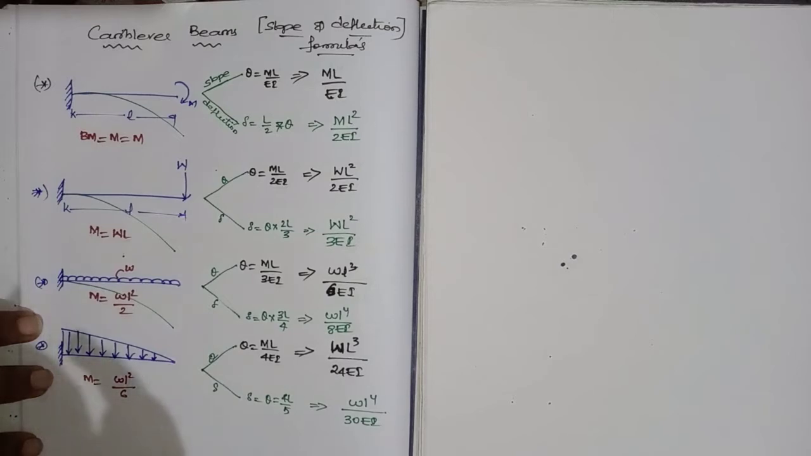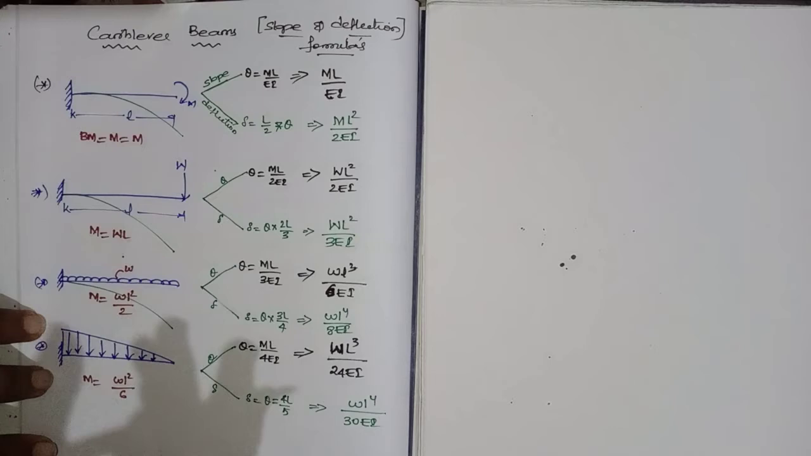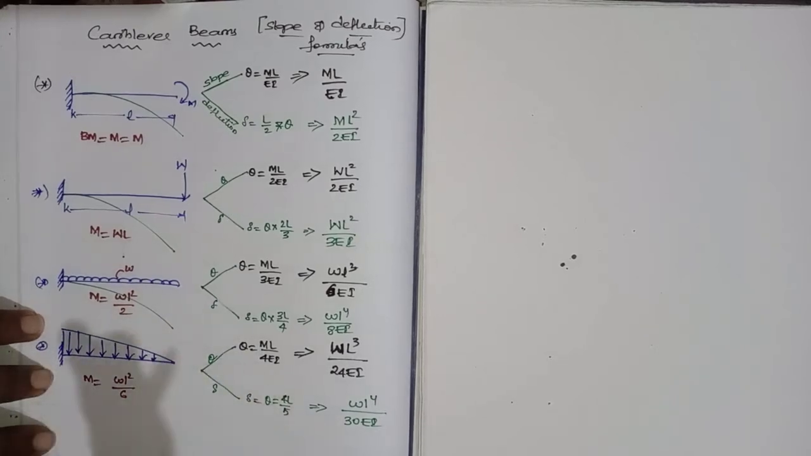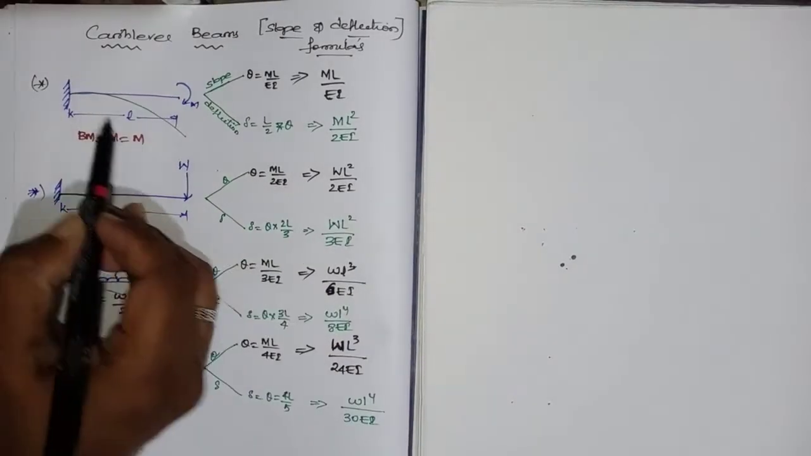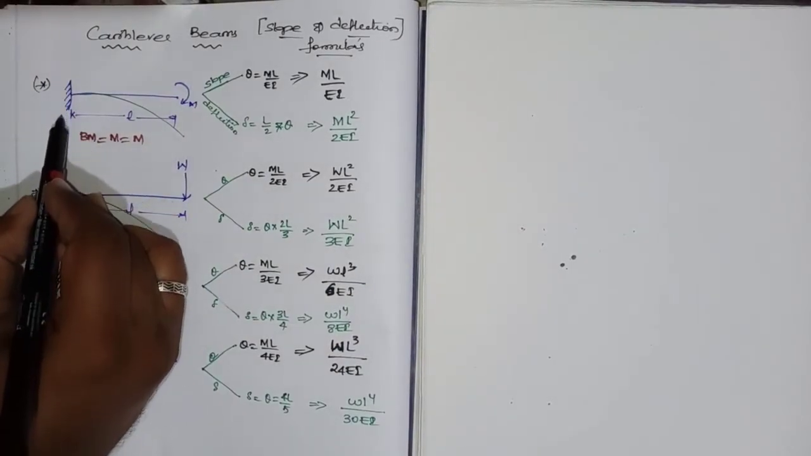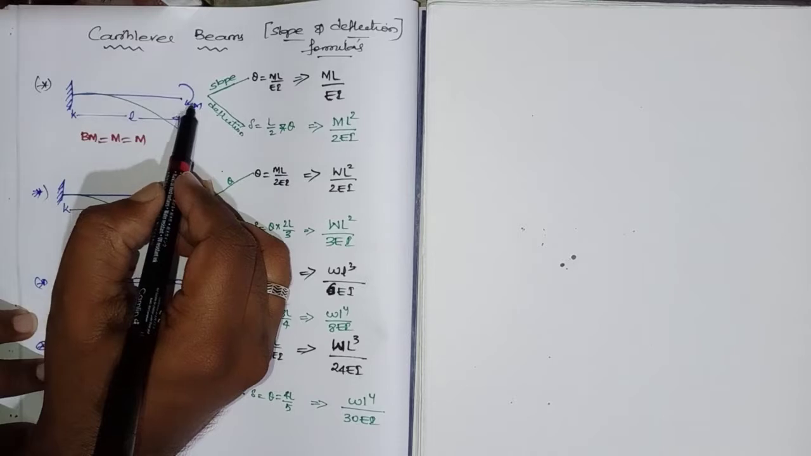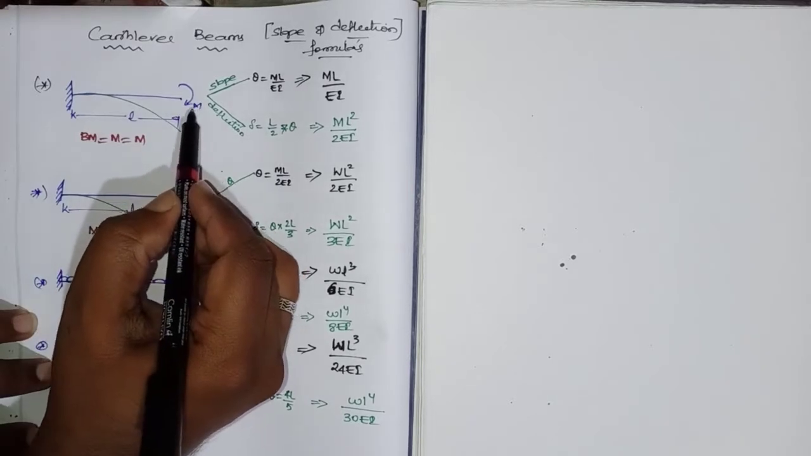So I will try to explain it to you in the easiest method, which I learned earlier from books or some channels, when I was studying. Now here, this is the first case: a cantilever beam carrying a moment couple at the free end. This is the first condition.